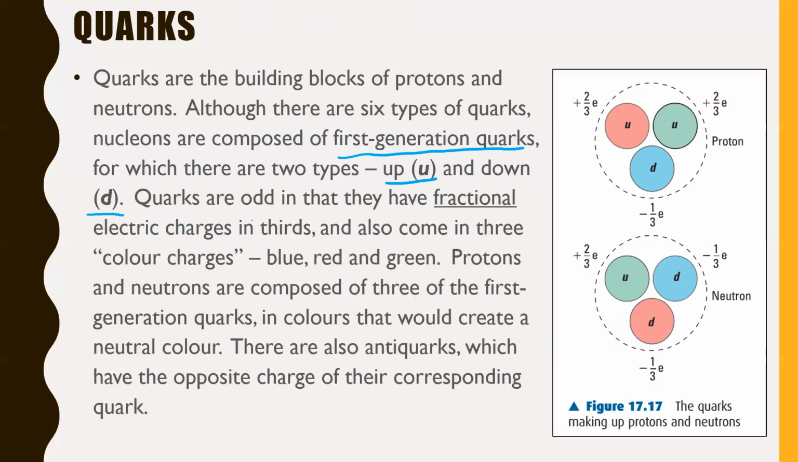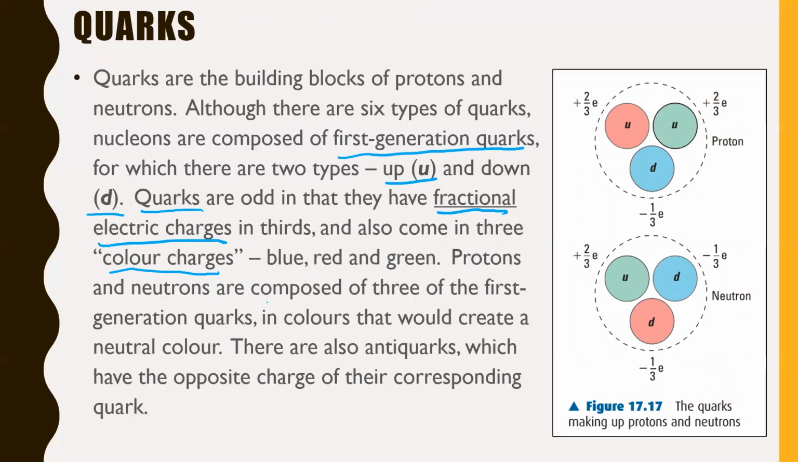Now, quarks are odd in that they have fractional electric charges. In other words, as much as we know a proton has a positive 1 charge, or an electron has a negative 1 charge, and a neutron has 0 charge, quarks actually have a fraction of a charge, right? Yeah, so anyway, we'll get into that a little bit more here in a second. And they also come in 3 things that they call color charges. They're not actually colors, but you have to have all 3 colors to keep things balanced. There's blue, red, and green. We won't need to talk about that too much. Worry more about the charge, please.